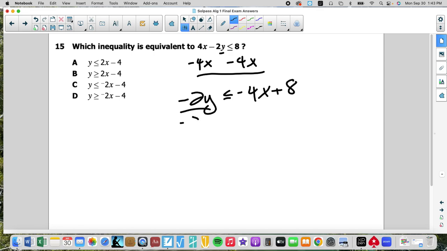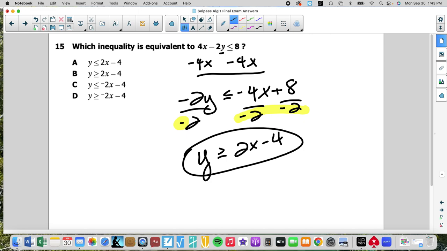We're going to divide everything by -2. When we divide both sides by a negative, we have to remember to flip the inequality sign. That gives us y is greater than or equal to 2x minus 4. That would be B.